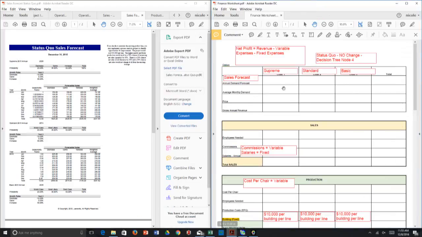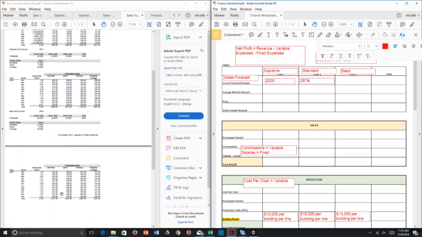So let's go back to our worksheet. For our supreme chair then, for our staying the same because we're on our status quo, same, no change worksheet, we have 2,028. For our standard, we go to the 2,874. And for our basic, we use the 4635. So you see here where we get that information.